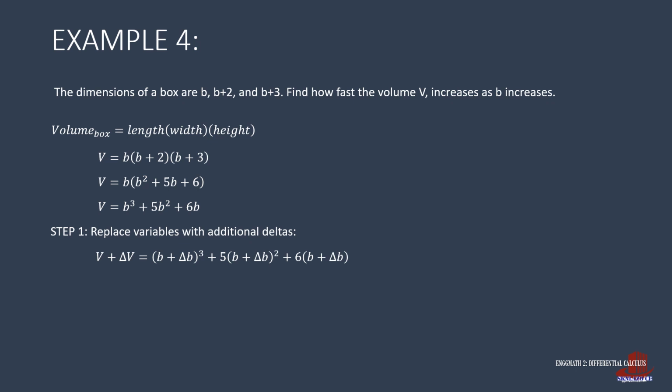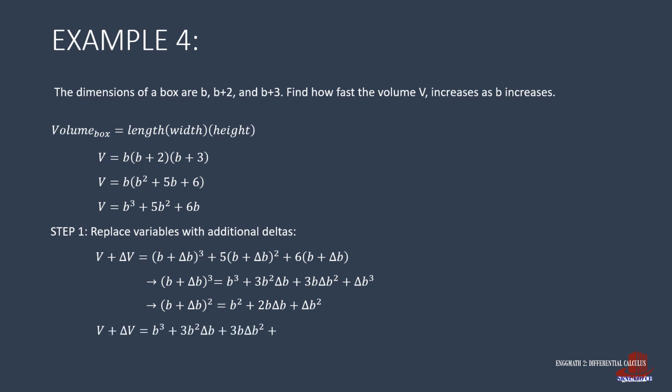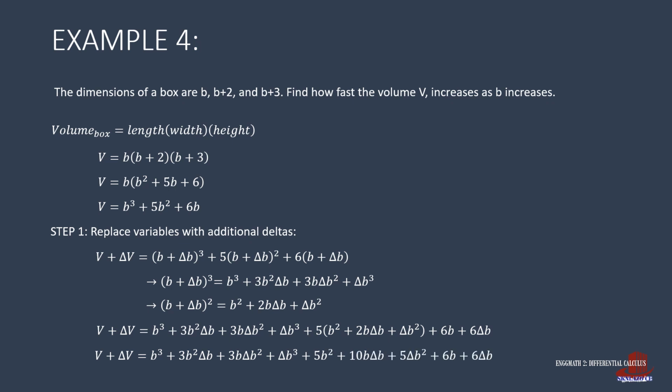So we get V plus delta V is equal to the cube of B plus delta B plus 5 times the square of B plus delta B plus 6 times the quantity of B plus delta B. Expand the quantities and then again distribute the 5 to eliminate the parentheses, and get V plus delta V is equal to B cubed plus 3b squared delta b plus 3b times the square of delta b plus the cube of delta b plus 5b squared plus 10b delta b plus 5 times the square of delta b plus 6b plus 6 delta b.